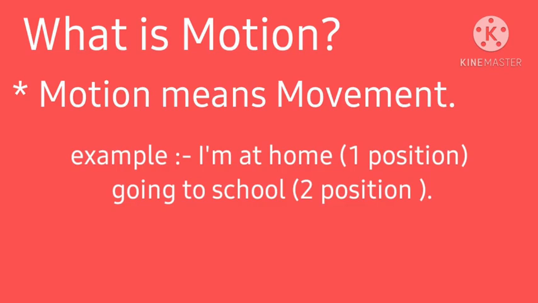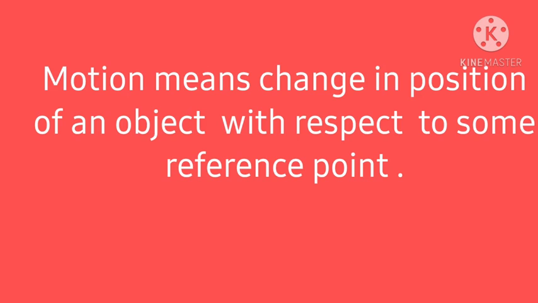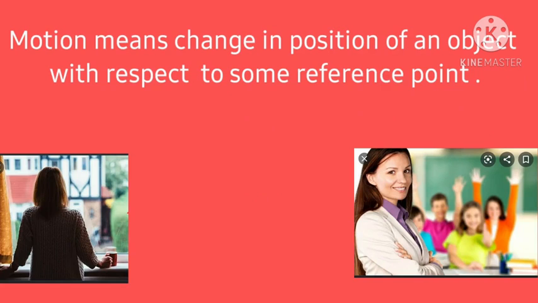What is motion? If we define it in a single line or one word, motion means movement. For example, when any object is moved from one fixed position to another position, it is called motion. In detail, motion means change in position of an object with respect to some reference point.